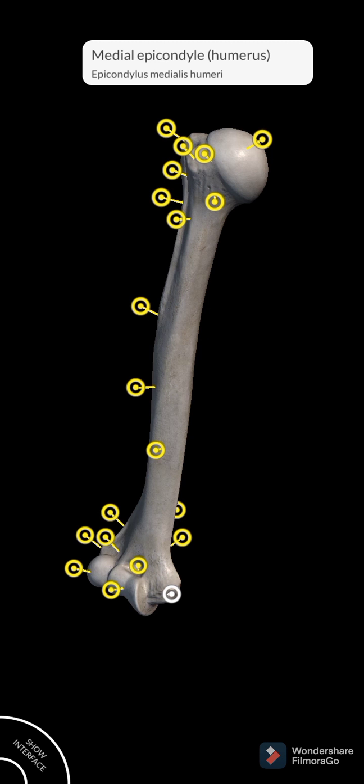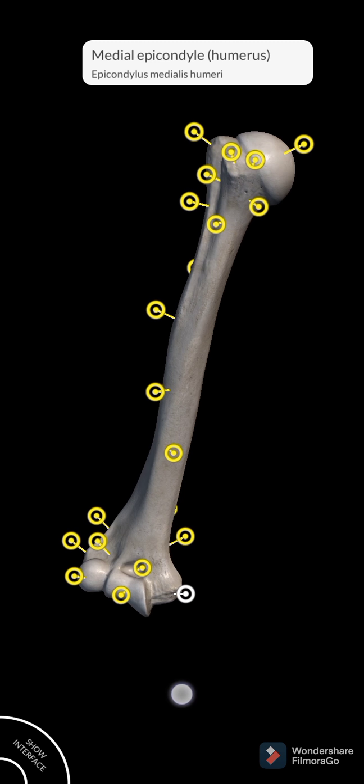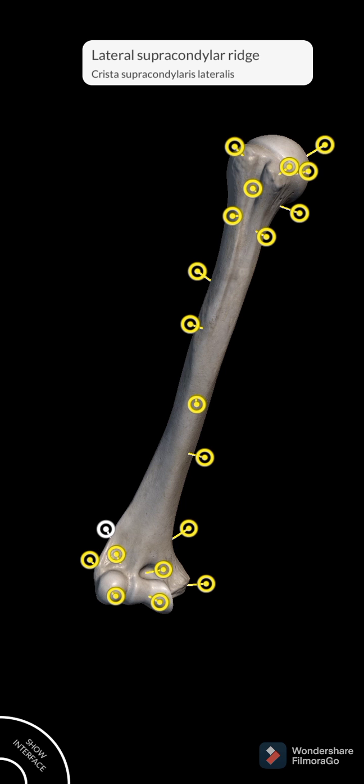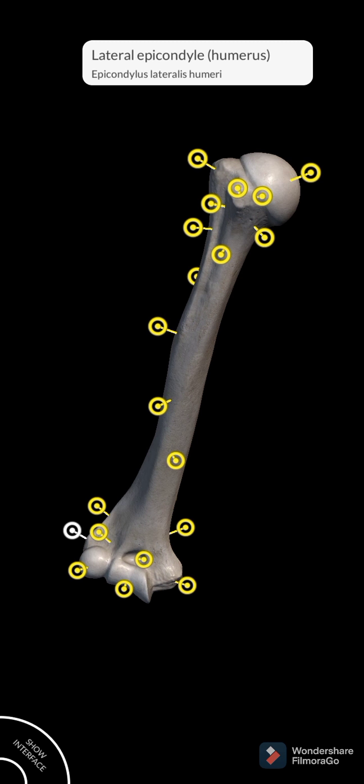There are two ridges on the distal surface of the humerus. One is the lateral supracondylar ridge that runs proximally from the lateral epicondyle, and the other one is the medial supracondylar ridge that runs proximally from the medial epicondyle.